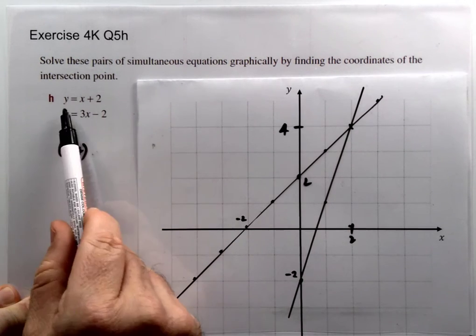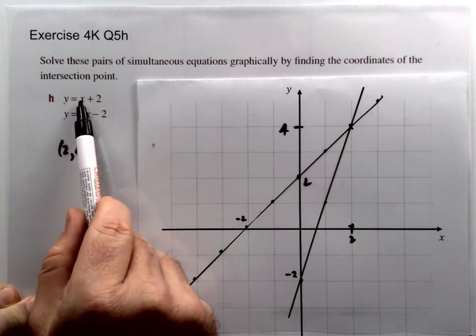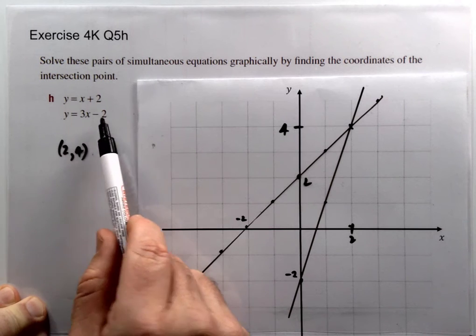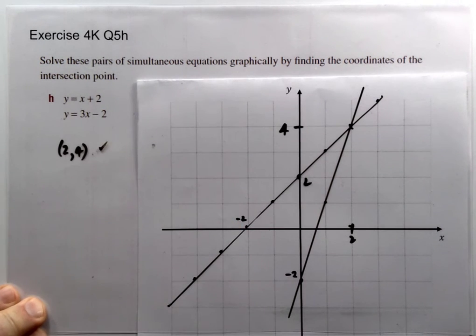Again, we can check that. So is 4 equal to 2 plus 2? Yes, it is. Is 4 equal to 3 lots of 2 take away 2? Yes, it is.